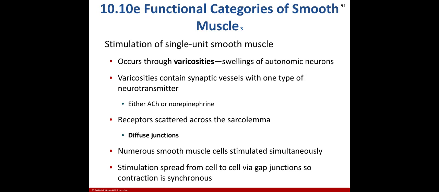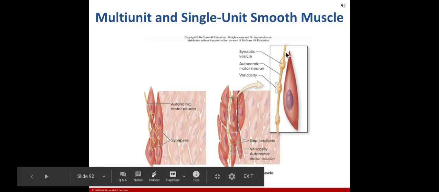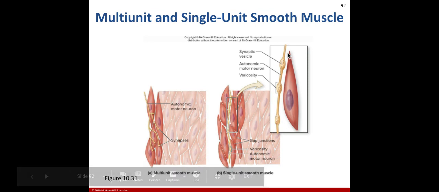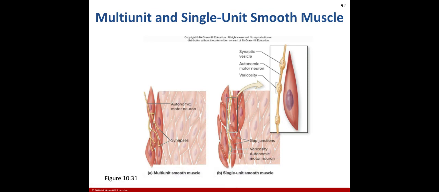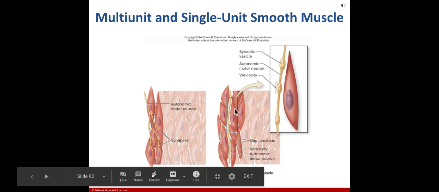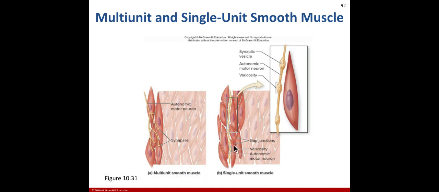We say that there are varicosities, which is the swelling of these autonomic neurons. And usually they are either transmitting acetylcholine or norepinephrine. And the receptors are all throughout the sarcolemma. Basically, numerous smooth muscle cells get stimulated at the same time. And because there are gap junctions, it is really stimulating them all together. So we've got this multiple location of releasing the trigger, the acetylcholine, the norepinephrine, and then it's binding. And because of these gap junctions, all of the cells are working together.